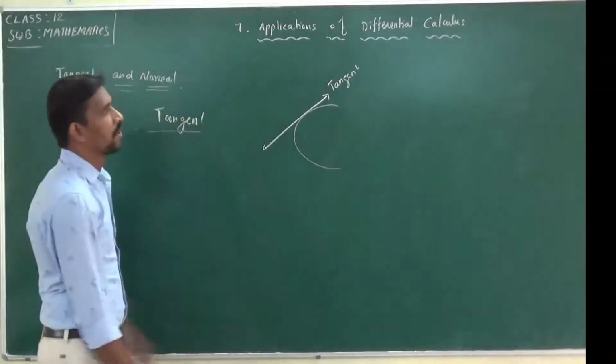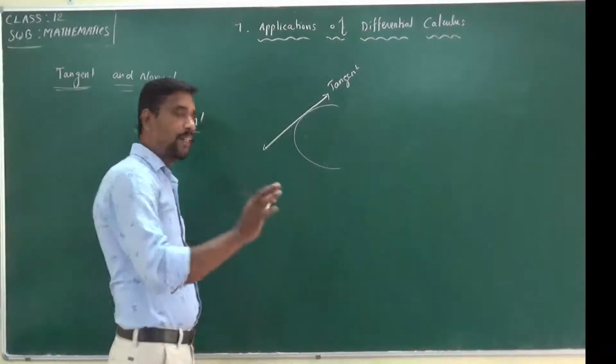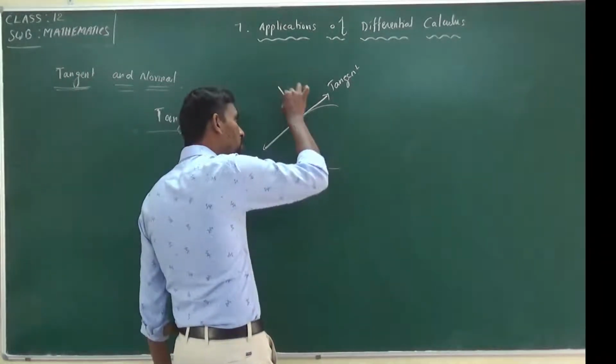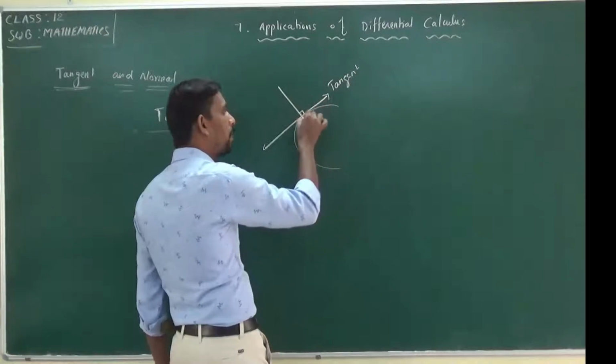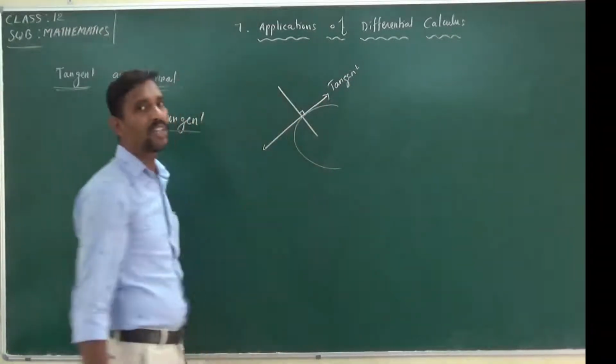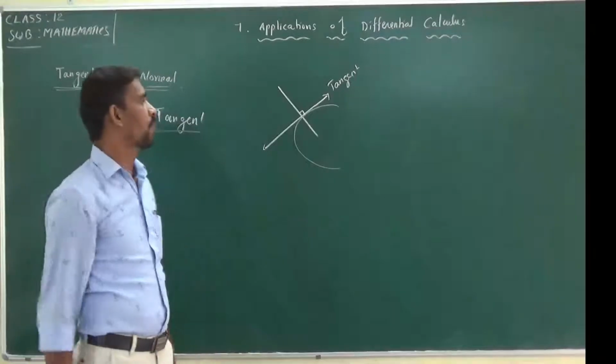What is the normal? Normal is, let us say, a straight line. It is perpendicular to the tangent and passes through the same point of contact on the curve, right?